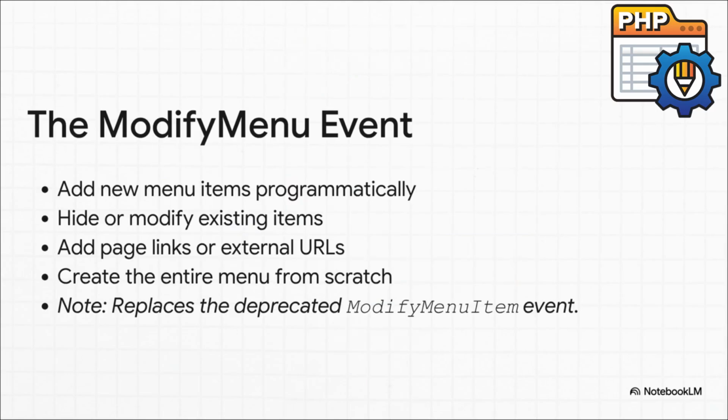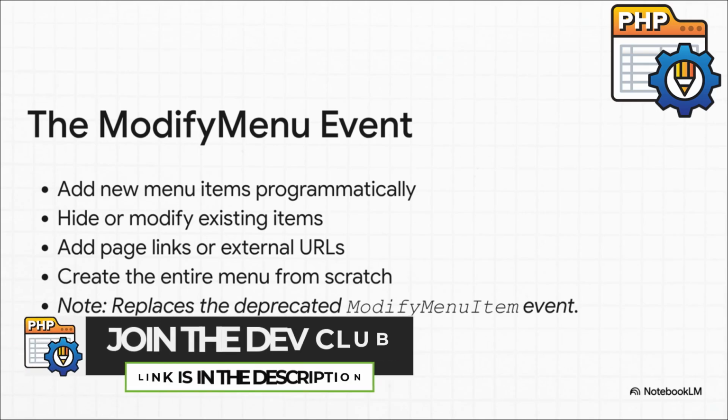This one event hands your code an object that represents the entire application menu. And from there, you can do anything. You can add new items on the fly, you can hide things the user isn't supposed to see, you can even build the whole menu from scratch in your code. This is the key to a truly dynamic experience.